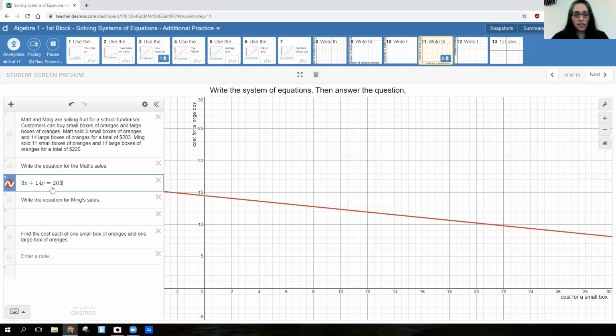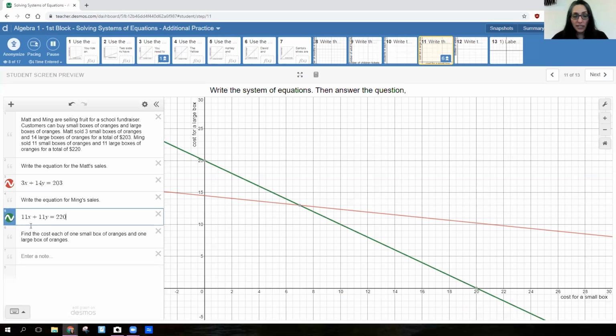Very good. I see a lot of them popping up. Now Ming's sales. So 11 small, so 11X plus 11 large, so 11Y equals $220.